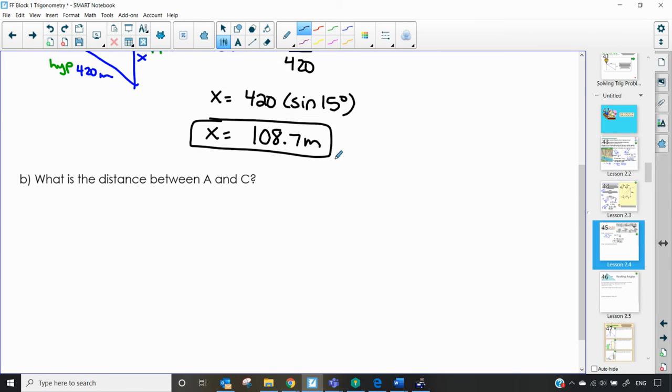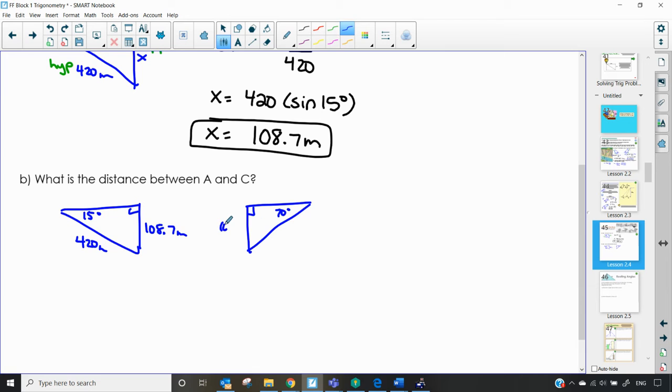All right, so redrawing the triangles here. My first triangle here has 15 degrees and 420 meters, and we now know that this side is 108.7 meters. The other triangle, we know 70 degrees.